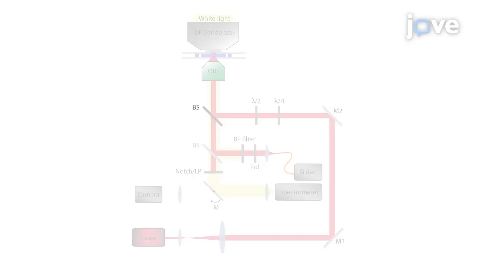Inside the microscope, use a 50-50 beam splitter to couple the laser light into the objective. For alignment and data collection, include a camera in the path of the reflected light. In this case, a pivoting mirror inside the microscope can direct the light to it.